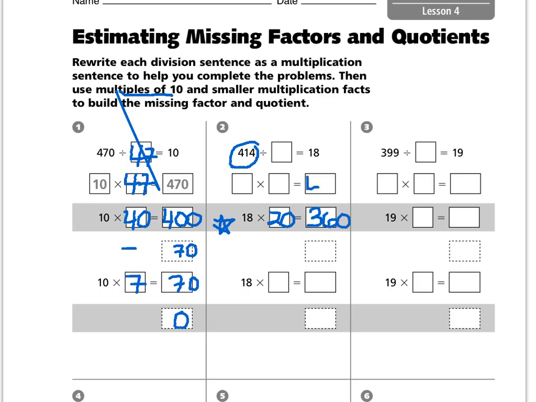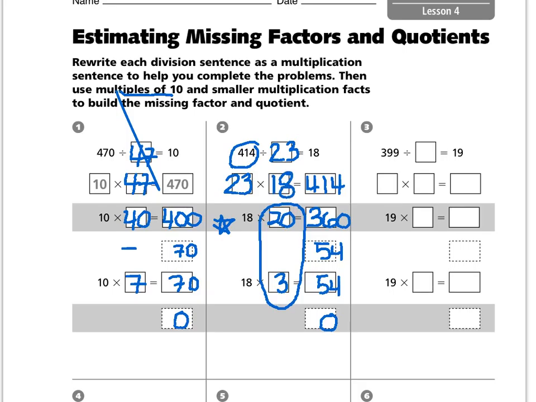Now I'm going to use the information 414 minus 360, and I'm going to end up getting 54 when I subtract it. So then I need to think about 18 times what equals 54. I know that 18 times 3 is going to equal 54. I subtract it and I get 0. Now in order to figure out what 414 divided by what equals 18, I add 20 plus 3 and I get 23. Now I can rewrite the problem as a multiplication sentence and have 23 times 18 equals 414.